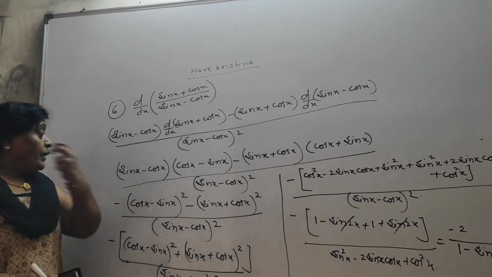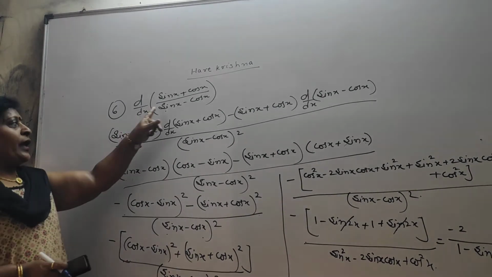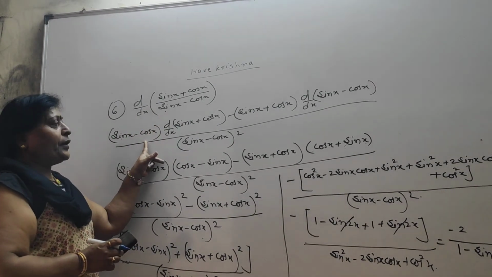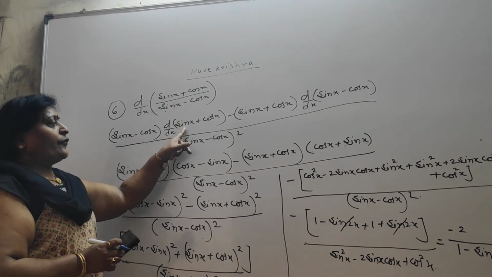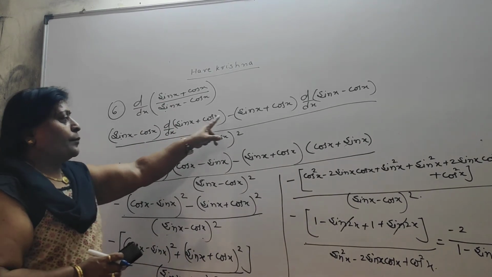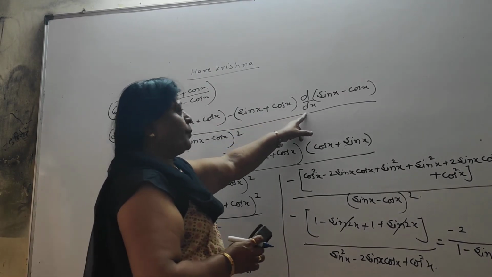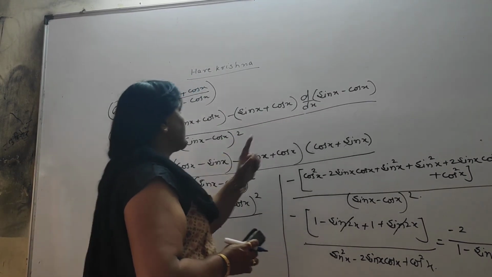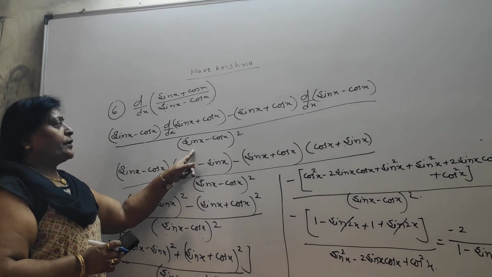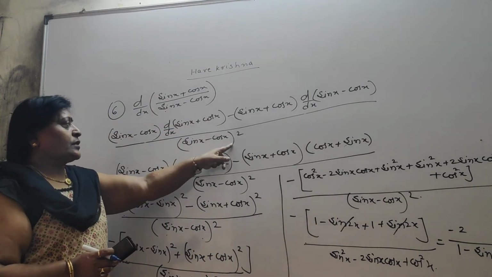This is the division rule. Here, see again what you have to do. Again, sin x minus cos x, denominator remain as it is. Take the derivative of the numerator, sin x plus cos x. Minus, sin x plus cos x remain as it is. Take the derivative of the denominator, d/dx of sin x minus cos x, and divide it by denominator square, means (sin x minus cos x) whole square.